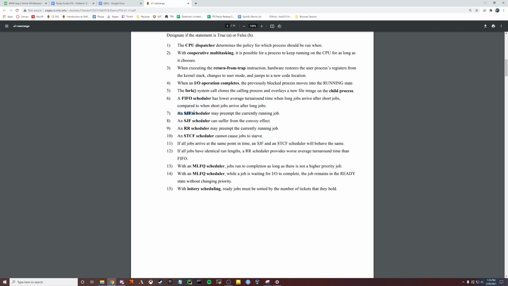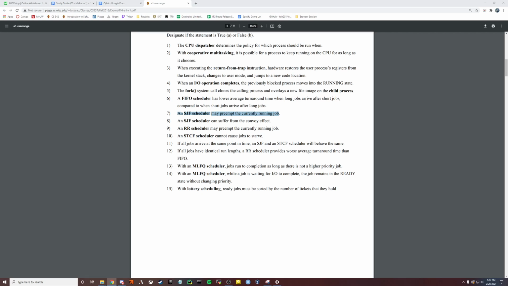An SJF scheduler may preempt the currently running job. I forget what SJF stands for. Shortest job first. Okay. So wait, will the SJF actually stop a process and be like, sorry, we got a shorter job that just came in? I think that'd have to be the case, right? Because not all jobs can arrive at the same time. So if the shortest job goes first, then if something shorter arrived, it'd have to get.